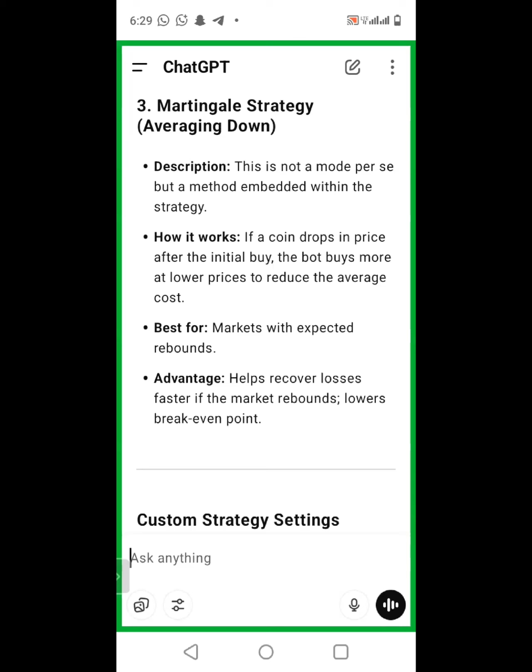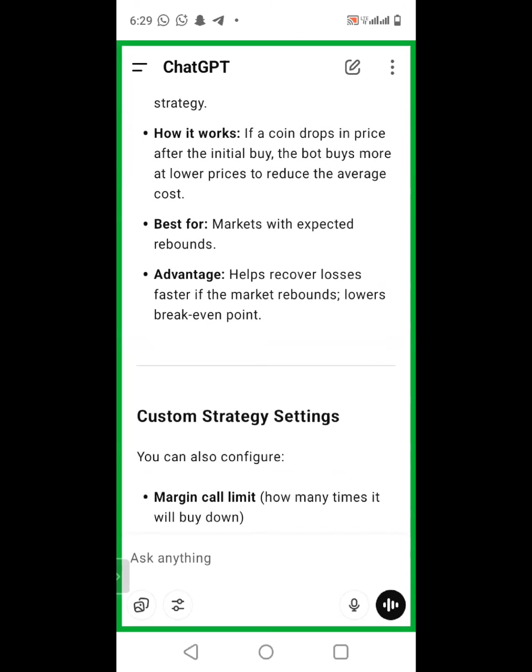Now, best for what? Markets with unexpected rebounds. This is one of the strategies the RoyalQ has. When the market starts dropping, the robot starts buying low. Then when the market rebounds, the robot starts selling those it has bought and kept. Now, what is the advantage? It helps to recover losses faster if the market rebounds, and lowers the break-even point.